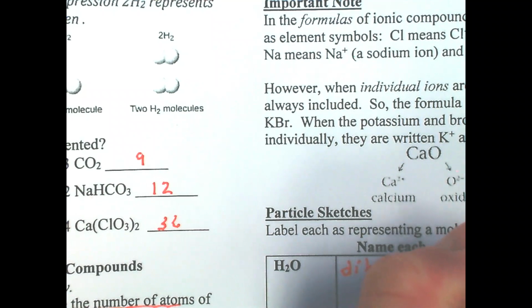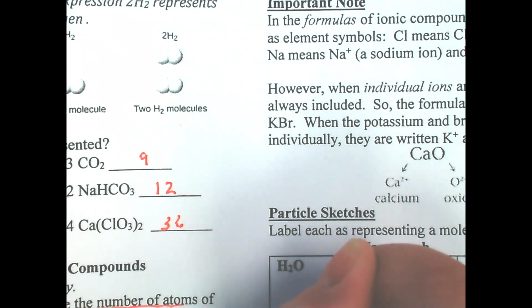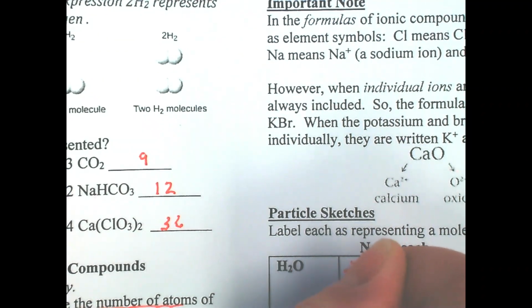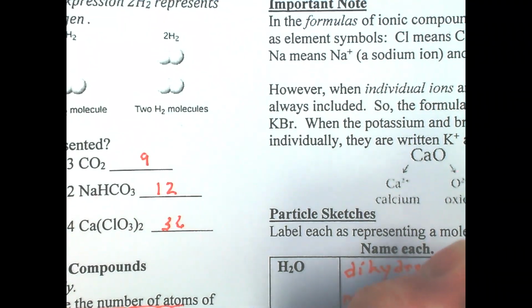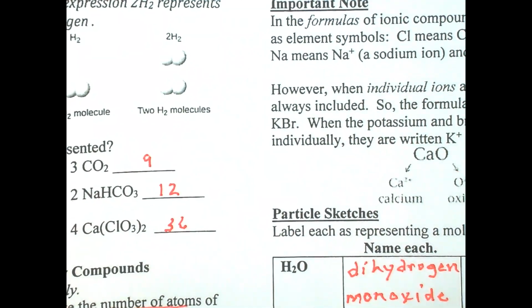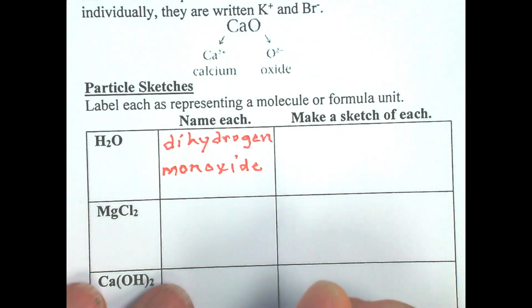And then we want to say 1 oxygen. So monooxygen, but we're going to take one of the O's off, so monoxide, and change the ending to IDE. Dihydrogen monoxide is the scientific name for water.